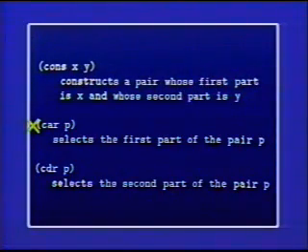And then we also assume we have ways of getting things out. If you're given a pair, there's a thing called car, and car of a pair P gives you out the first part of the pair P, and there's a thing called cdr. The cdr of the pair P gives you the second part of the pair P. Okay, so that's how we construct things.